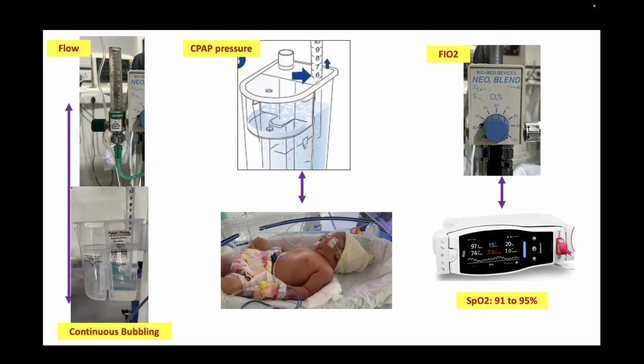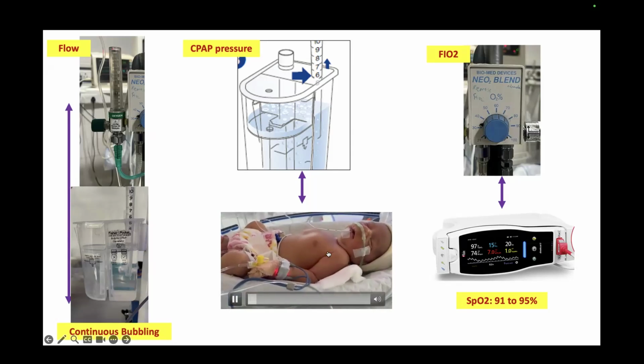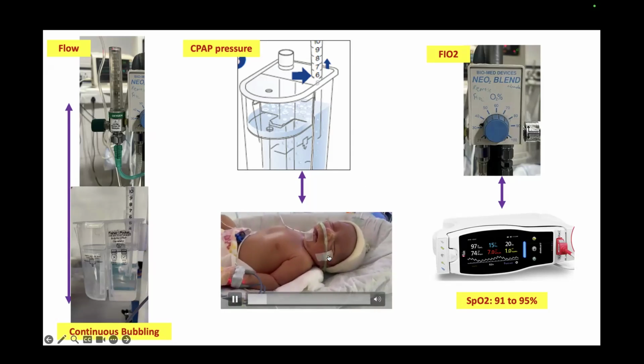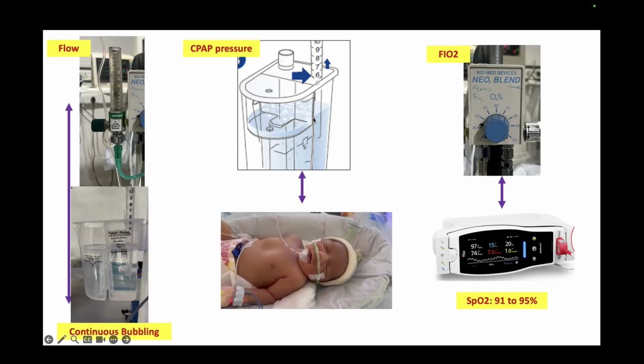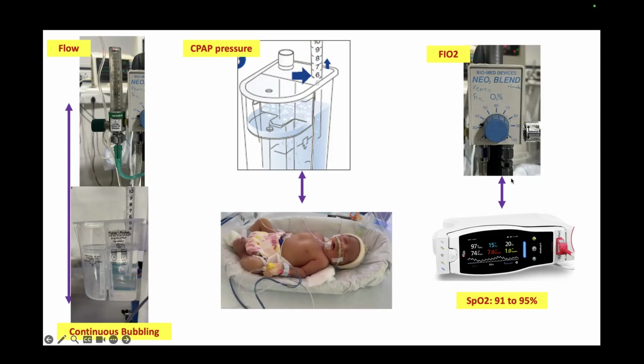But if the distress score is decreasing and the baby is comfortable, then you need to look at FiO2. If the distress is worsening or staying the same, you keep increasing the pressure until you reach a maximum of 7 or 8 centimeters. Keep looking at the work of breathing or the Silverman-Anderson score to see whether the pressure of 5 is adequate or we need to increase it.